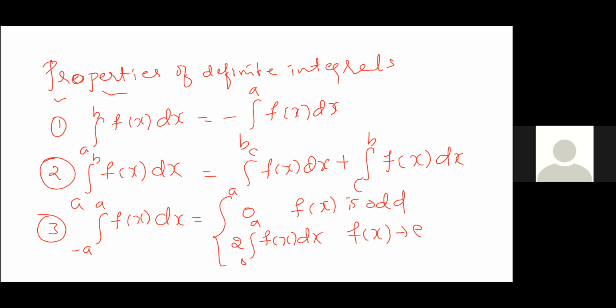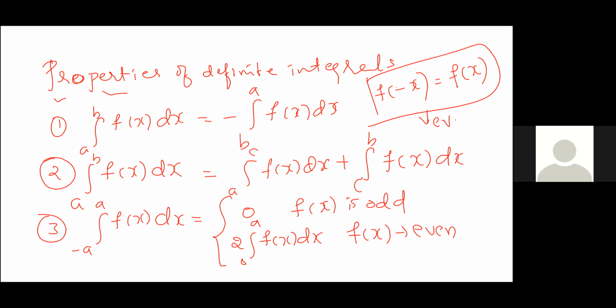So you should know how to check whether the function is even or odd. Just replace x by minus x. If f of minus x equals f of x, then it will be an even function. If f of minus x equals minus f of x, then we call the function an odd function. Is it clear? Yes, sir. Okay.